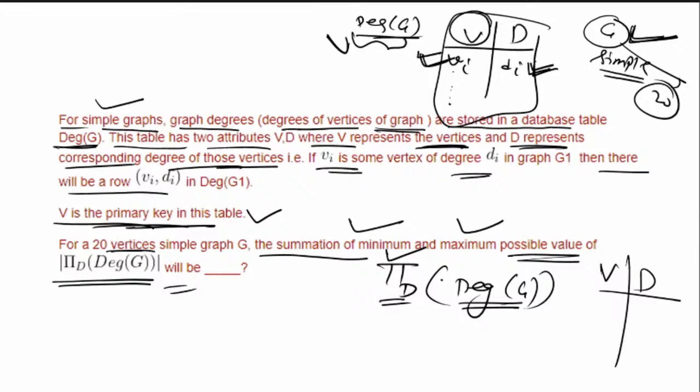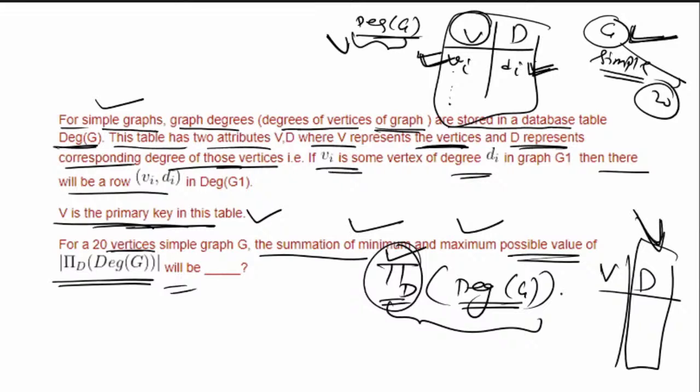What this query will do is project this attribute, this column, which means in the output you will have this column. Now he is asking what is the minimum and maximum cardinality of this result, meaning how many minimum tuples you can have and how many maximum tuples you can have.